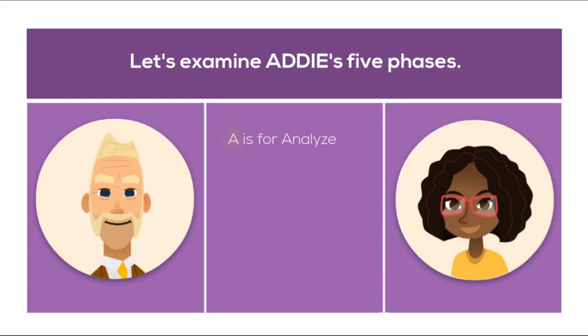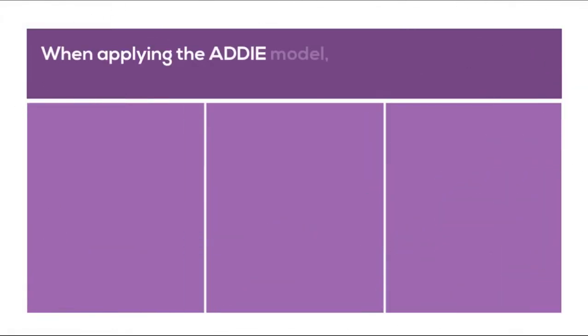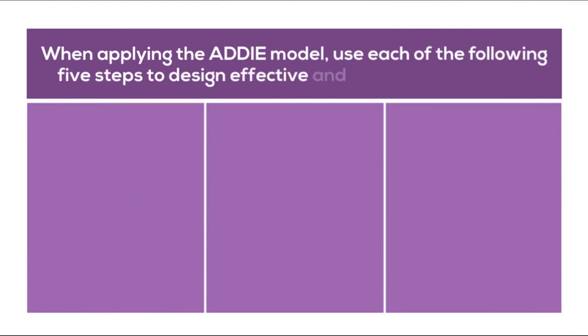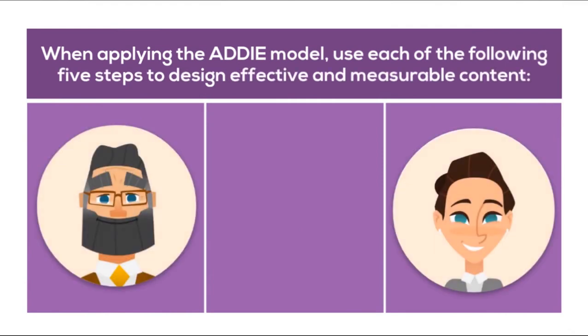A is for analyze. D is for design. D is for develop. I is for implement. E is for evaluate. When applying the ADDIE model, use each of the following 5 steps to design effective and measurable content.